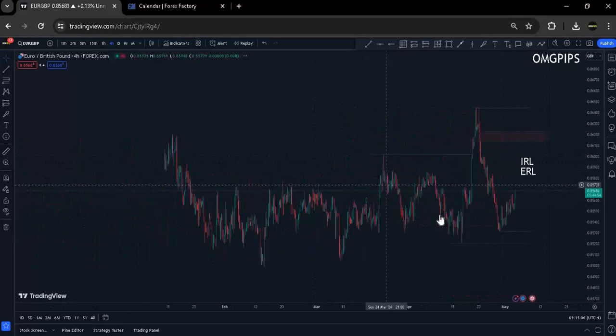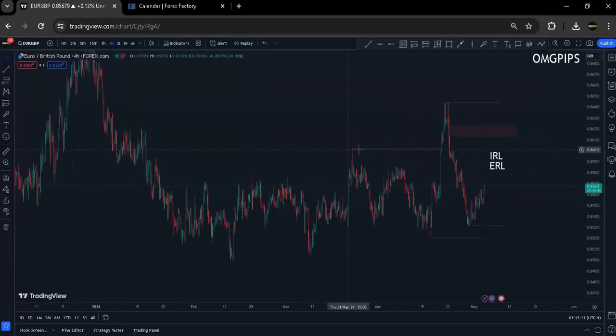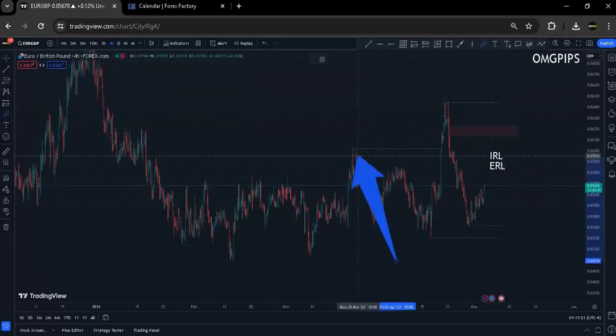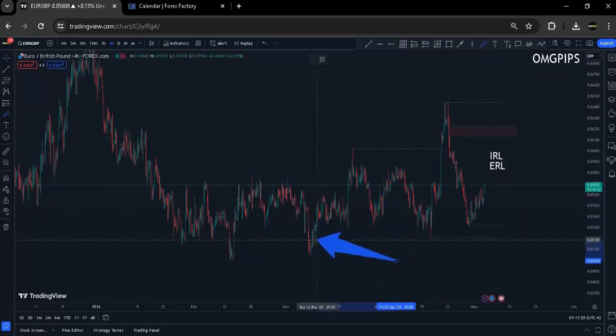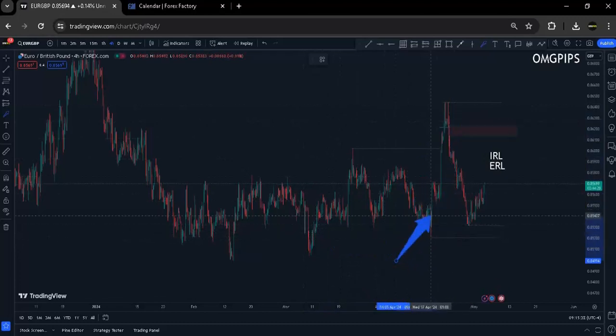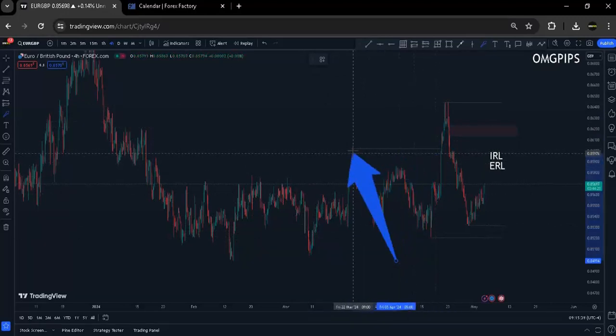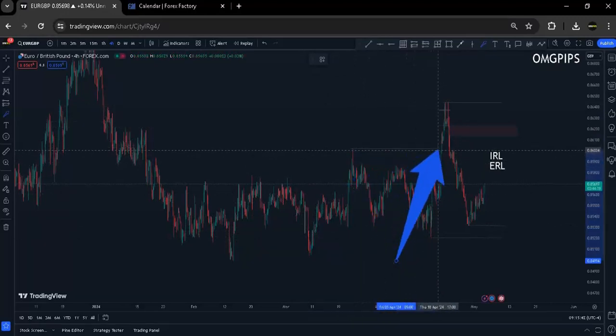So if we look at this chart right here, let's start from this high, because these are the four most recent highs that are inside, right? So this was external range liquidity. Price came down, mitigating some internal range liquidity at this point, and then it shot up. When it shot up, it took out this buy side liquidity, which is external range liquidity.